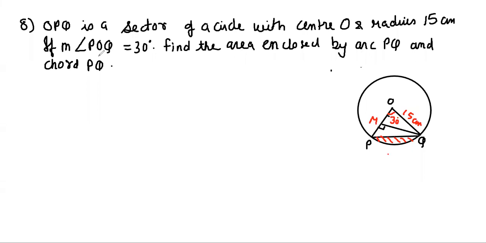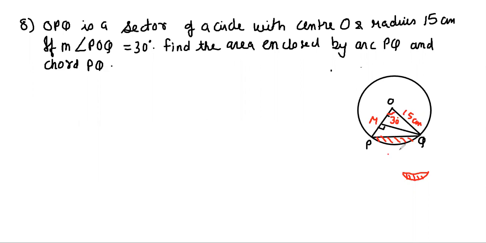Now I'll explain you the diagram, but before that I would read the question. This is question number 8. OPQ is a sector of a circle with center O. See in the diagram, OPQ is the sector of this given circle. Center is O. Here I have written O. Radius is 15, so this OQ as well as this OP both are 15. Measure angle POQ is 30. Find the area enclosed by arc PQ and chord PQ. Arc PQ is this and chord PQ is this. So the area that I have shaded with red over there, that we have to find out.